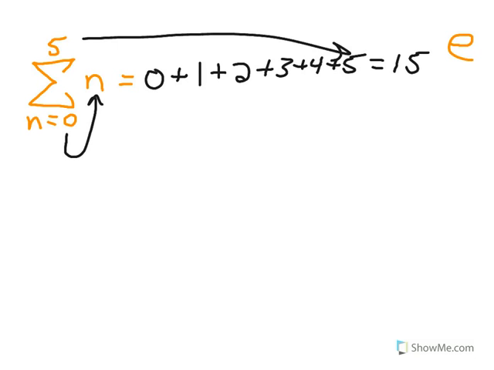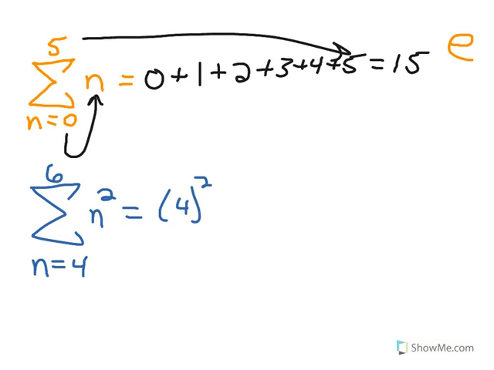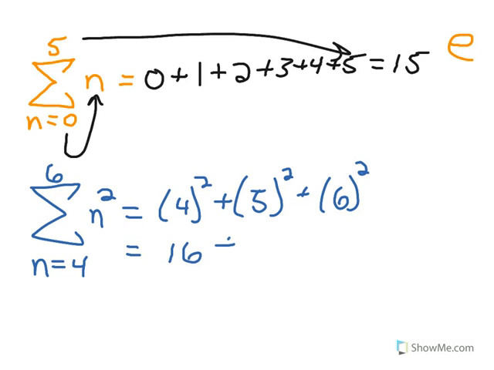Another example of summation. It doesn't have to be that simple. We could start n at 4, and we could go to 6, and it could be n squared. It could be our function. So you put a 4 in for n, and you square it. Put in the next consecutive integer for n, and you square it. Put in the next consecutive integer after that, and you square it. 4 squared is 16, 5 squared is 25, 6 squared is 36. Add those together, and you get 77.